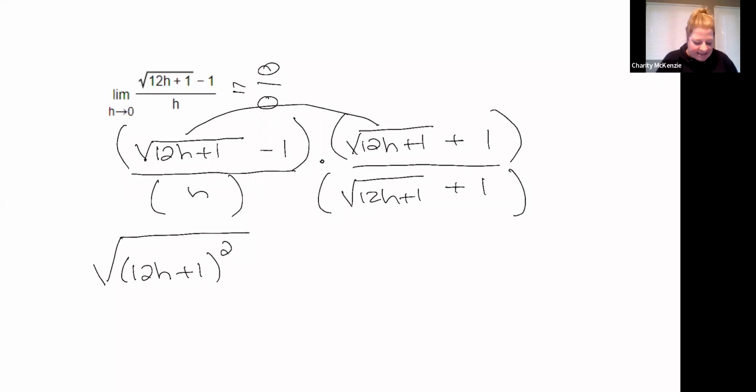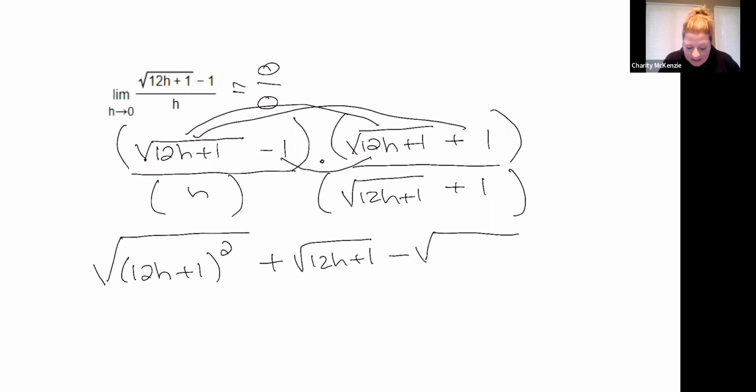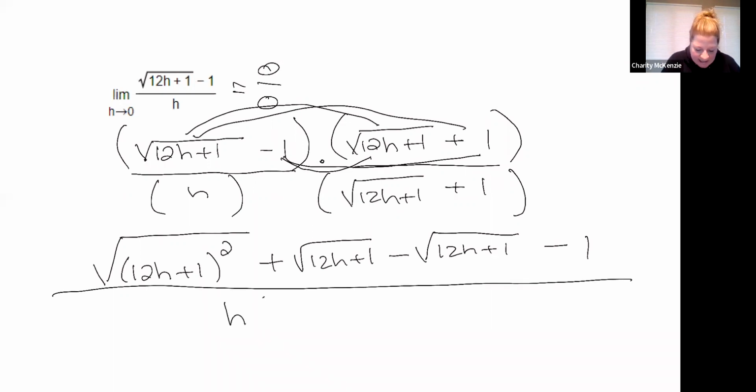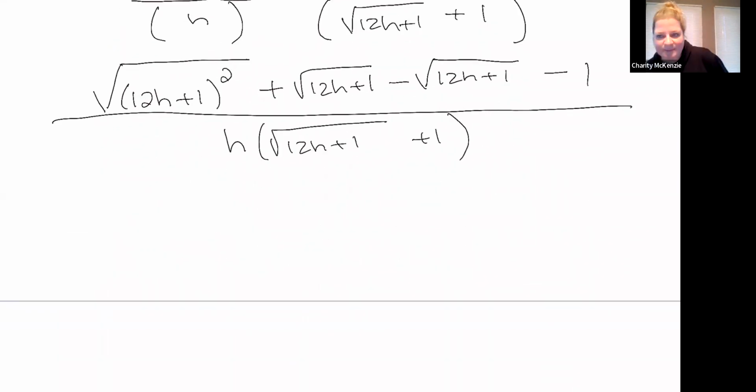Okay, then the next one is this term times 1. So that's just going to be a positive square root of 12h plus 1. Then take this negative 1 times the first term, which would just be negative 1 times the square root of 12h plus 1, which is just negative the square root of 12h plus 1. Then negative 1 times a positive 1 is a negative 1. Okay, and then on the denominator, h times the square root of 12h plus 1 plus 1. I'm not going to distribute. I mean, you can, but then you'll have to take it back out. So it's kind of a pain.